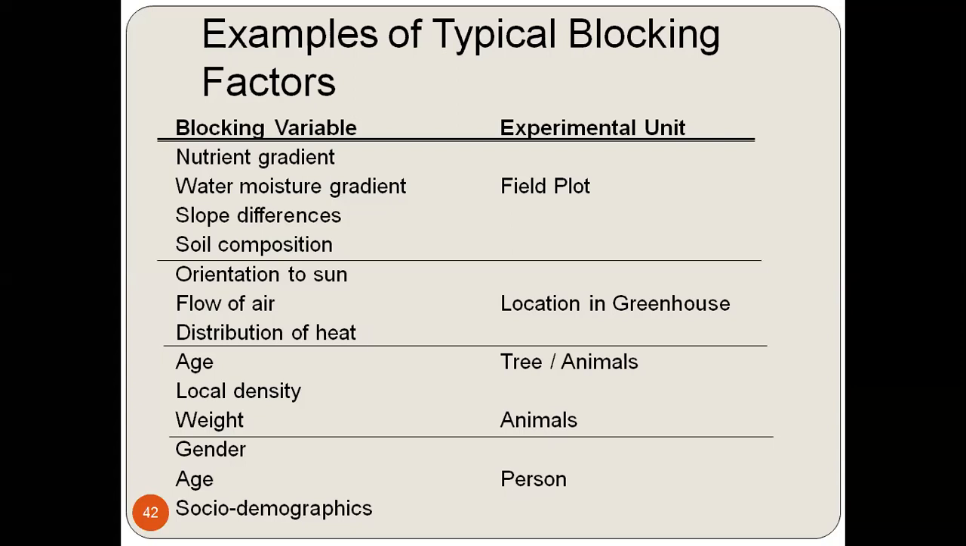Then in animals or trees, age differences are there, so you can block for them. Maybe weight differences are there, we can do the blocking. Among people, gender, we can do the blocking. Age, again, we can do the blocking. Sometimes socio-demographics, let's say the income level of farmers. If you can group them into different income levels of farmers, we can do the blocking.